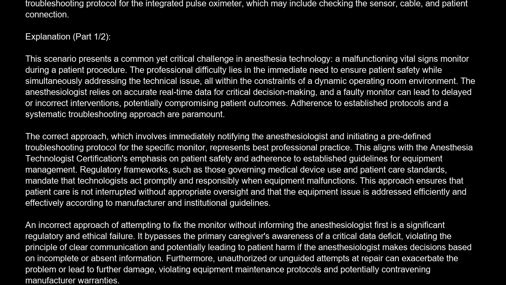This approach ensures that patient care is not interrupted without appropriate oversight, and that the equipment issue is addressed efficiently and effectively according to manufacturer and institutional guidelines. An incorrect approach of attempting to fix the monitor without informing the anesthesiologist first is a significant regulatory and ethical failure. It bypasses the primary caregiver's awareness of a critical data deficit, violating the principle of clear communication and potentially leading to patient harm if the anesthesiologist makes decisions based on incomplete or absent information.